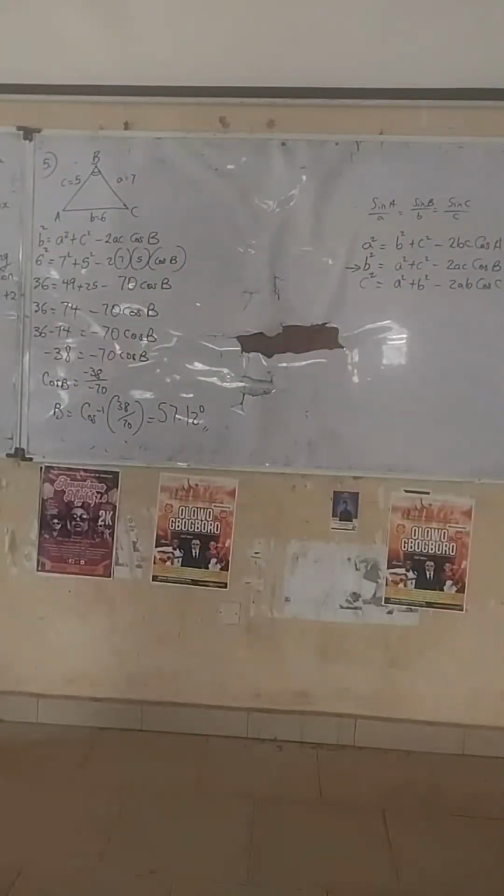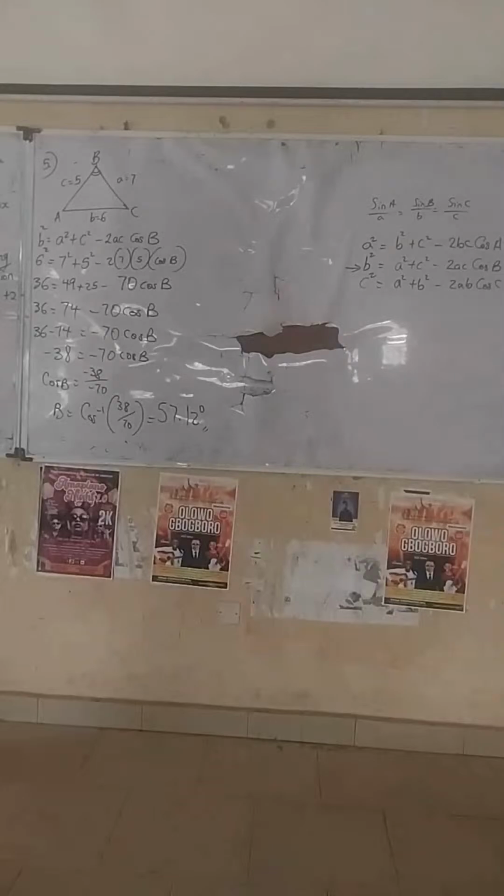So that's the cosine rule. Even if it's to find angle A, it's the same step: A squared equals B squared plus C squared minus 2BC cos A, and you can use B and C to get your angle A. Now, assuming the question says find the other angles, we've gotten B. To get A, you can easily use sine rule. To get C, you can also use sine rule.